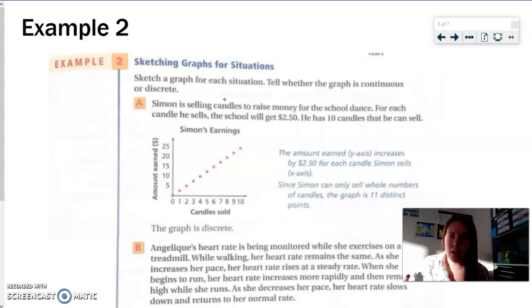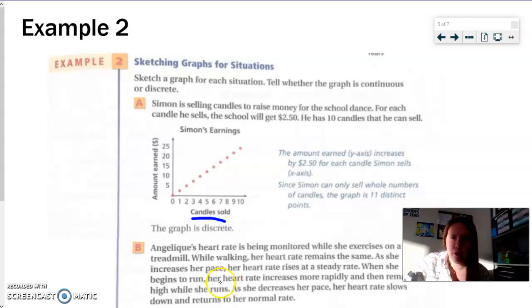Well, obviously, if he's selling one, he's going to get $2.50. If he sells two, he's going to get 2 times that amount. 2.5 times 2 is $5. If he sells 10, it's going to be $25. So that's what they're showing in this graph. They make a point at each one. This is how much money he'd make after 2, 3, so on, how many candles. It says the amount earned, or y-axis, increases by 2.50 for each candle Simon sells. So this is his x-axis.